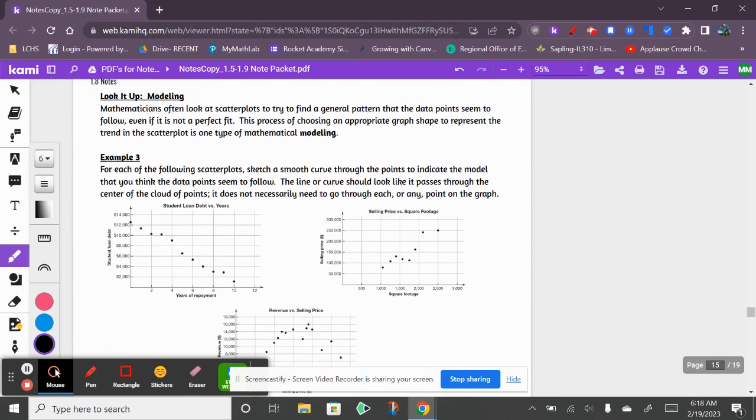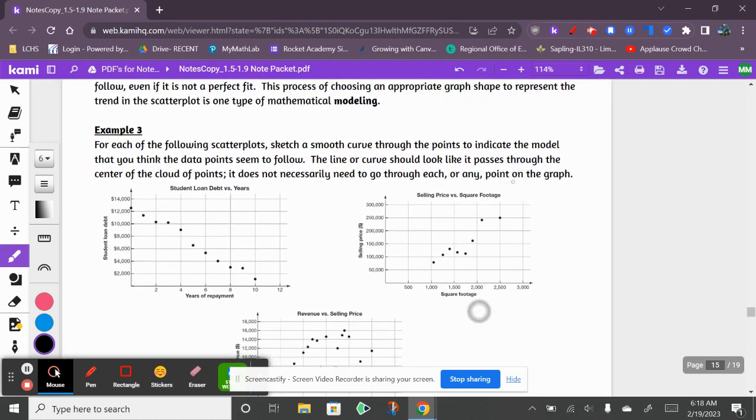Mathematicians often look at scatter plots to try to find a general pattern that the data points seem to follow, even if it is not a perfect fit. This process of choosing an appropriate graph shape to represent the trend in the scatter plot is one type of mathematical modeling. For each of the following scatter plots, you'll sketch a smooth curve to follow through the points that indicate the model that you think the data points seem to follow. The line or curve should look like it passes through the center of the cloud of points. It does not need to necessarily go through each point or technically even any point.